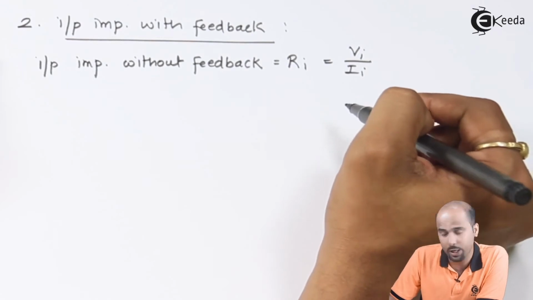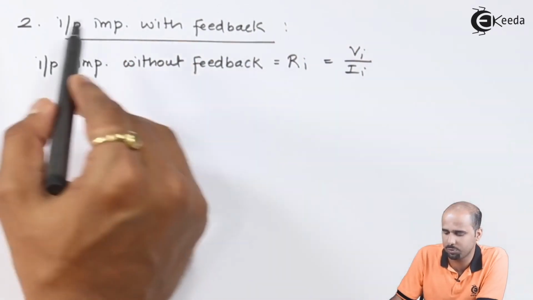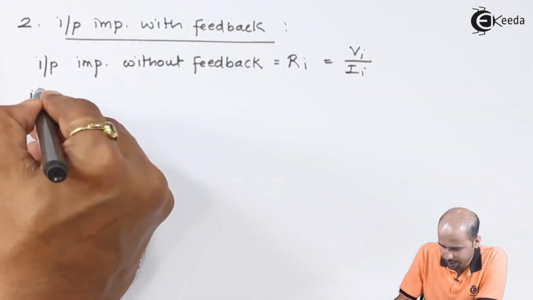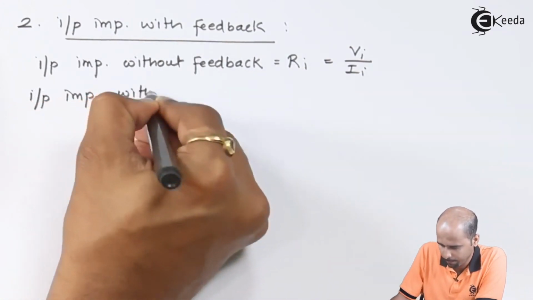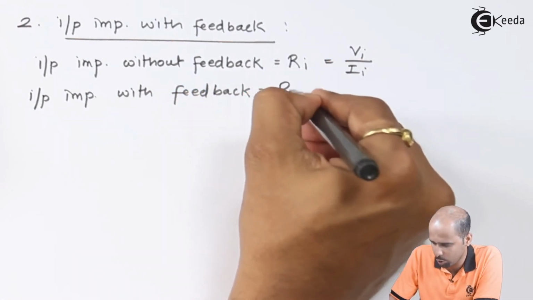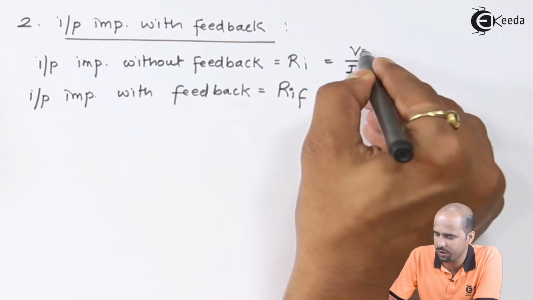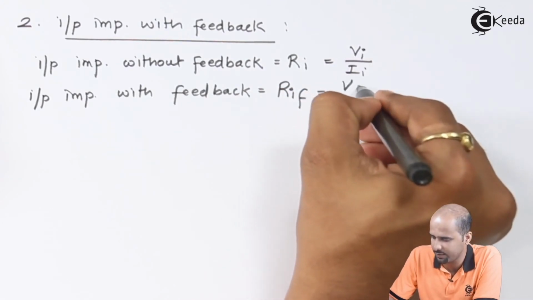Quickly find out the ratio. What will be the ratio, and in which parameter will I get that ratio for the input impedance with feedback? So we'll write the input impedance with feedback. I will note it as RIF, F for feedback, and instead of Vi I will write Vs.